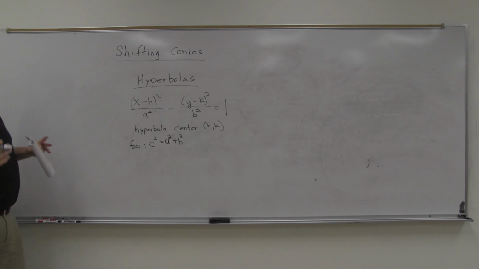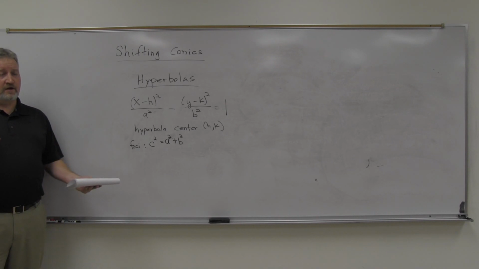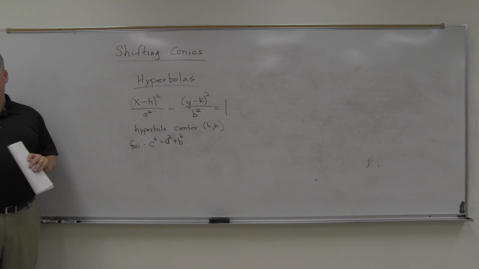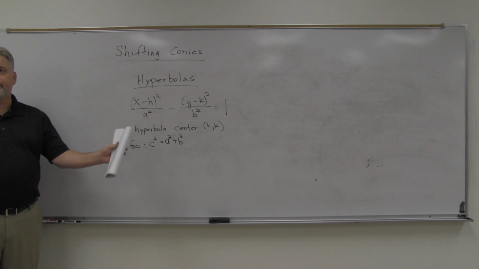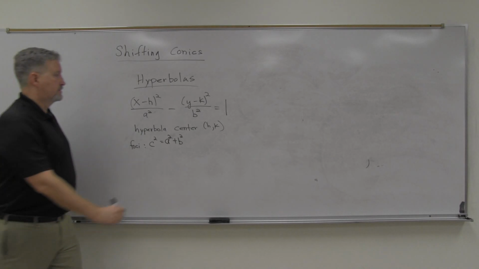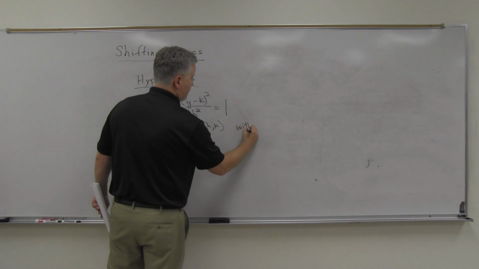All right, the only other thing we need to talk about here is we have two types of hyperbolas, don't we? We've got the right and left branch, and we have the upper and lower branch. Which one is this? This is the right left, yeah.